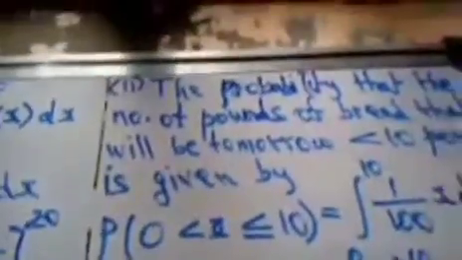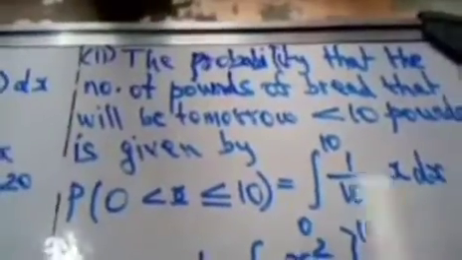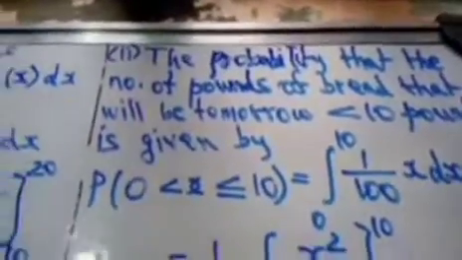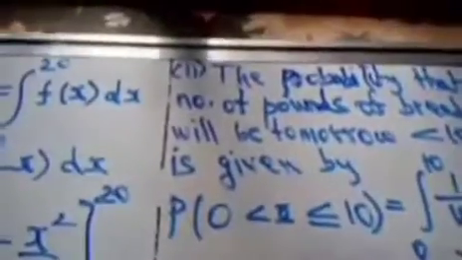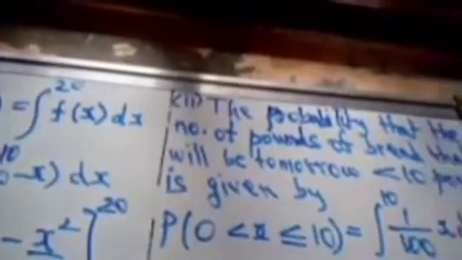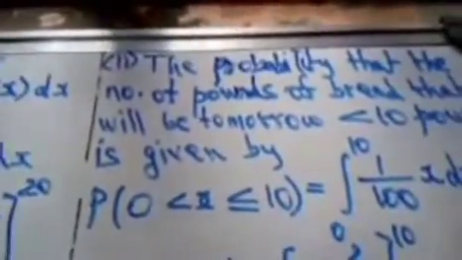Now we will go for the next one, subdivision. The probability that the number of pounds of bread sold tomorrow is less than 10 pounds. Okay, less than 10 pounds. That means what? The limit is 0 to 10 only, because there is no value lower than 0.